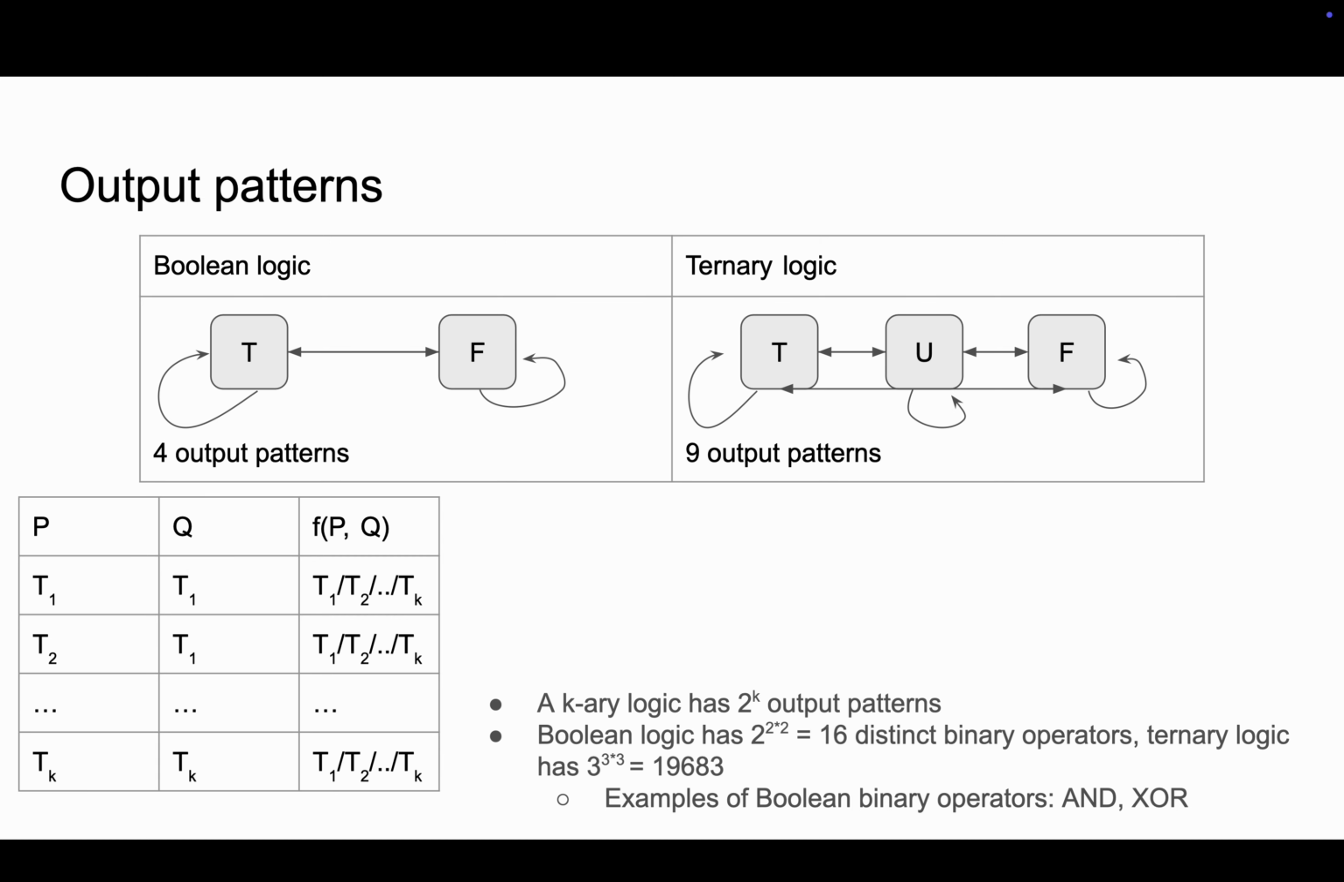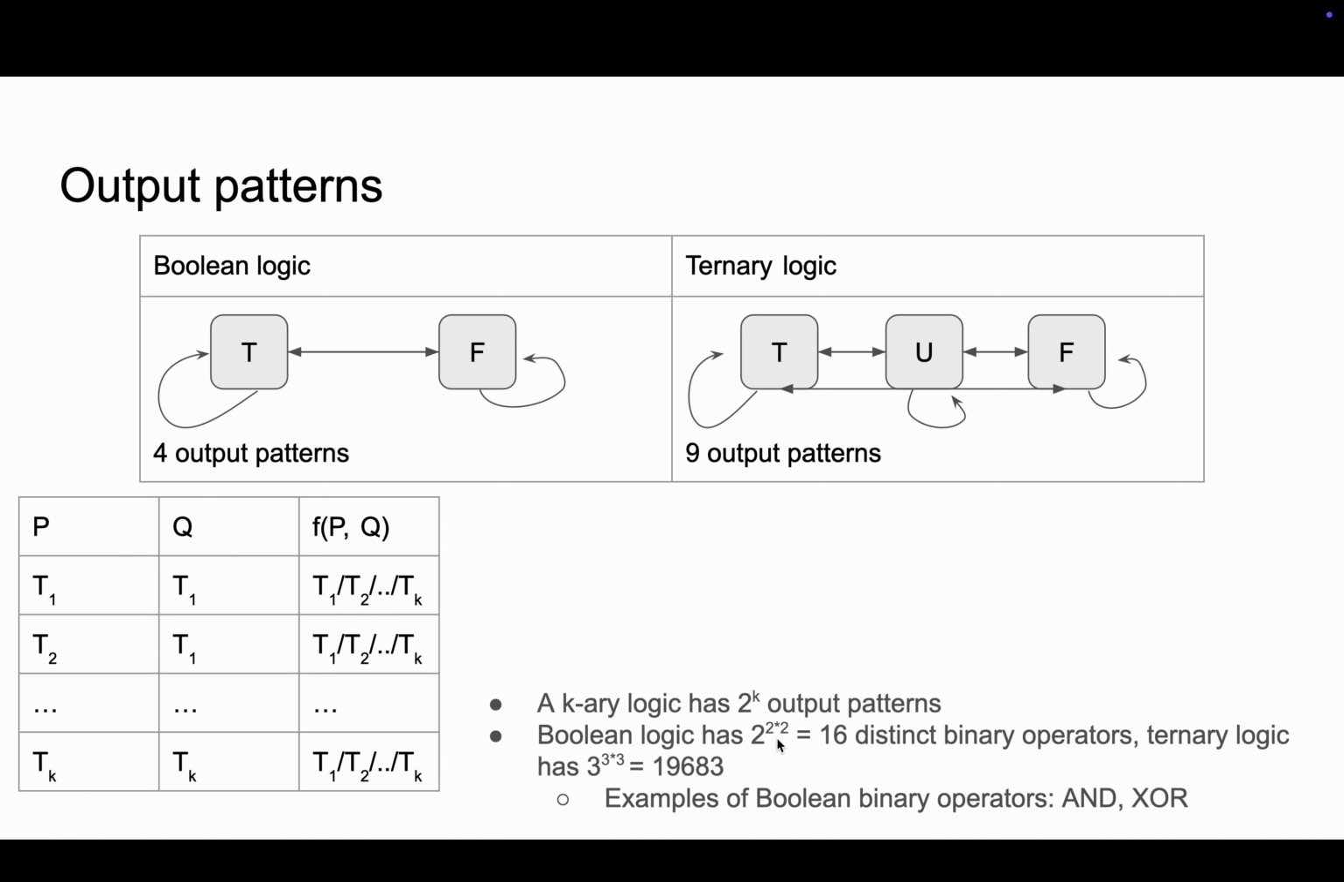Boolean logic has 16 distinct binary operators, which means you can come up with 16 distinct truth tables for Boolean logic when you take two propositions and you form an output. For ternary logic, when you take two propositions and you map it to an output, you will form close to 20,000 different distinct truth tables. This is a huge increase in complexity. It is more than exponential in nature, right? It is a huge increase. And how do we get this formula?